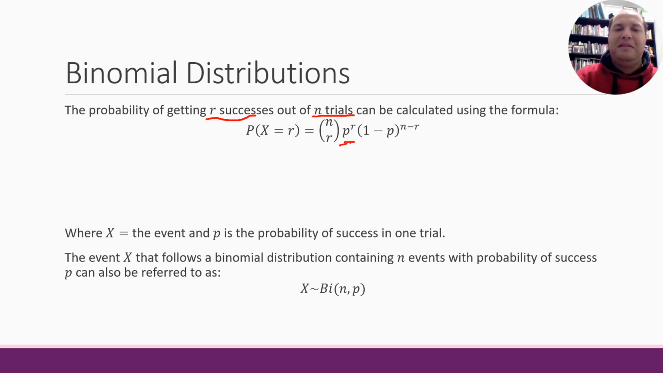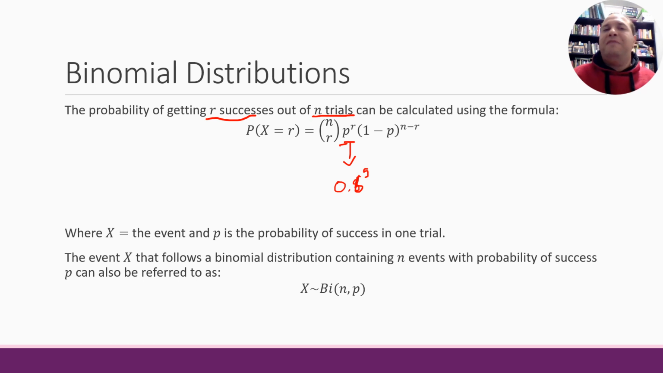So P to the R is just the probability of getting R successes. If your probability of success is 0.6 and you're looking for 5 successes, that'll be 0.6 to the power 5. Now, let's say I'm doing 8 trials and I want to find the probability of getting 5 successes, and my probability of success is 0.6. I'll start off with 0.6 to the 5. There's my probability of getting 5 successes out of 8.